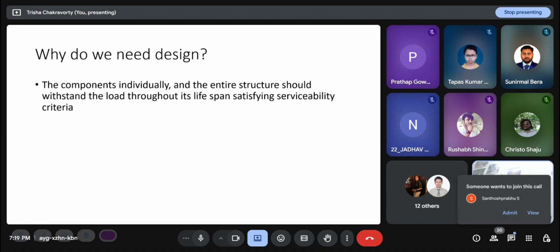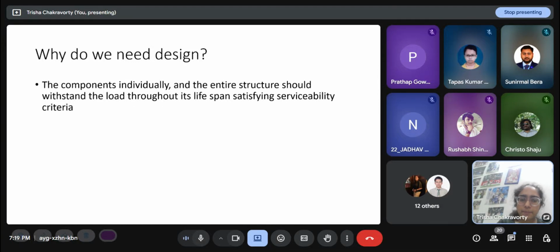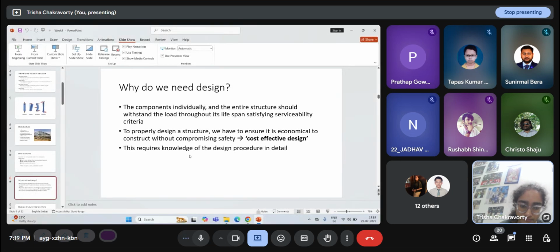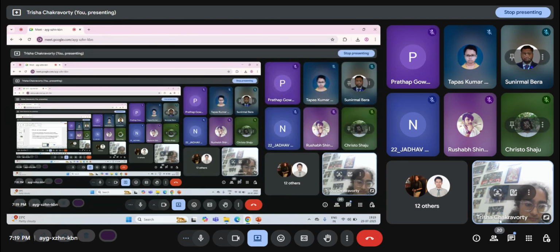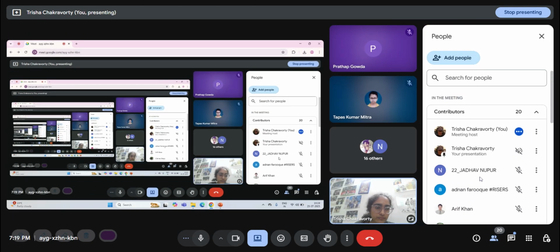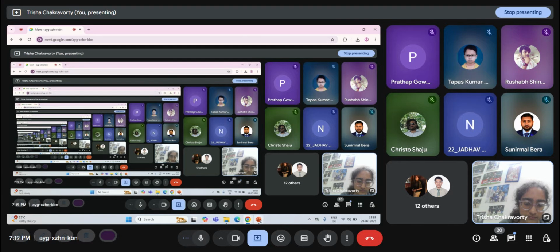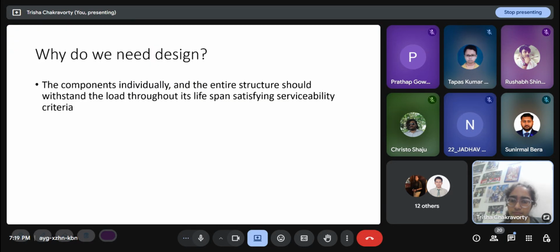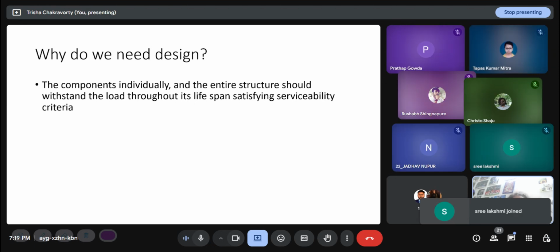Why do we need design? This as well I explained qualitatively in the beginning. The components individually and the entire structure should withstand the load throughout its lifespan, satisfying serviceability criteria.